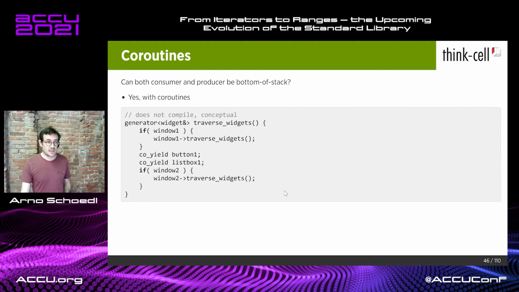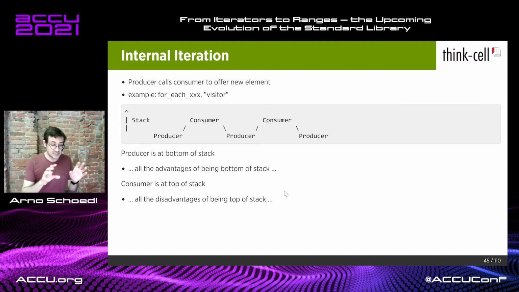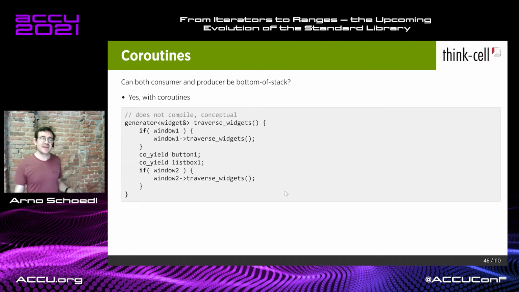So if you're saying, well, the producer being at the bottom of the stack is great, and being at the top of the stack is not so great, then they can't both be at the bottom of the stack. That would be the ideal world, right? Well, they kind of can with coroutines. Now, coroutines are basically two separate threads of execution that pass control over from one to the other.